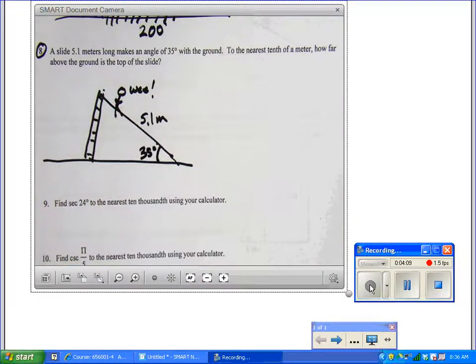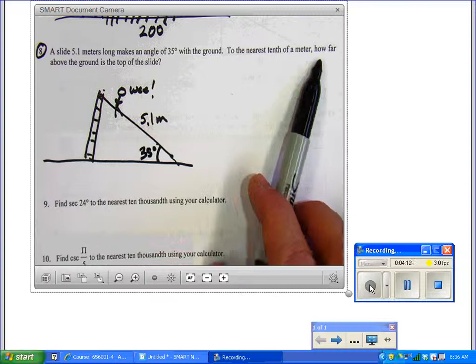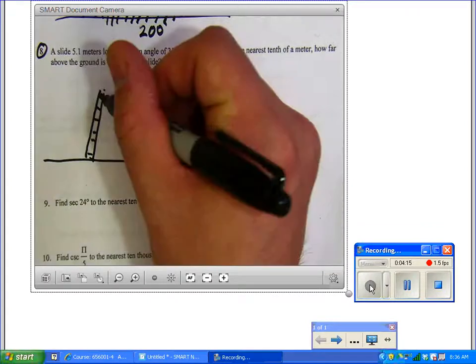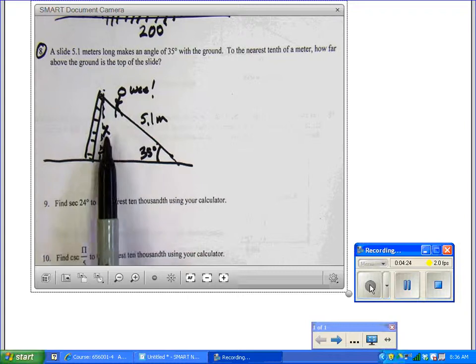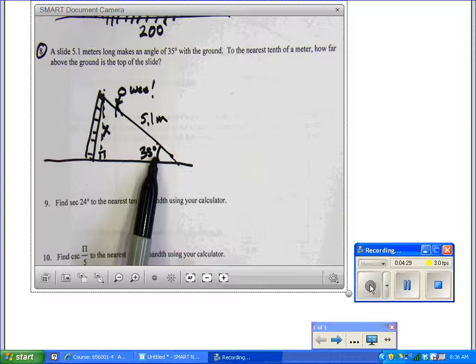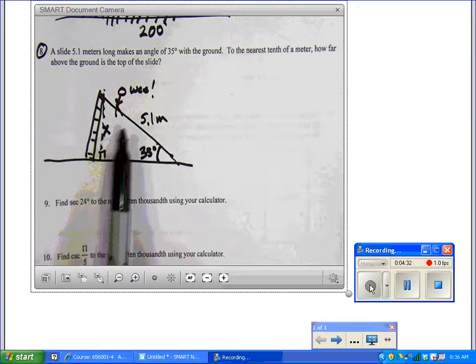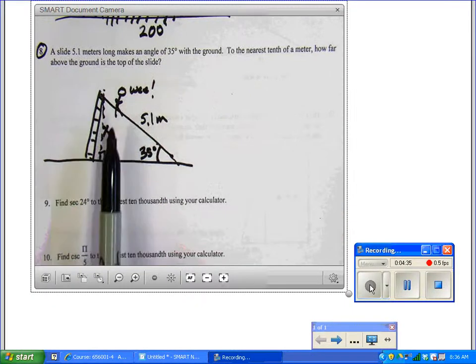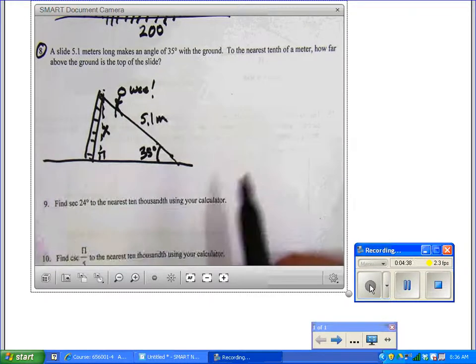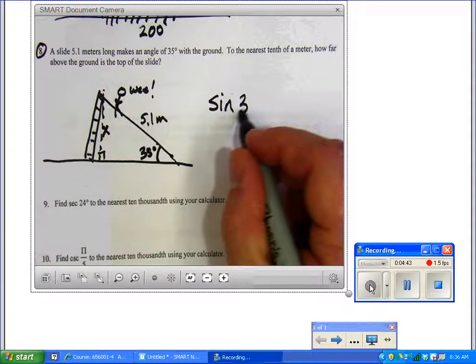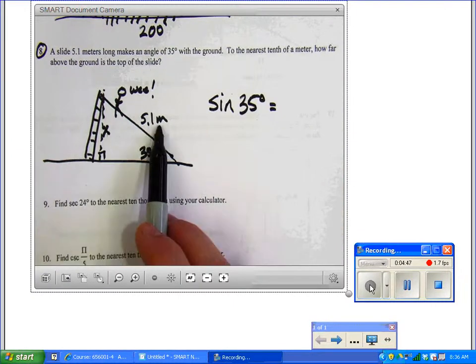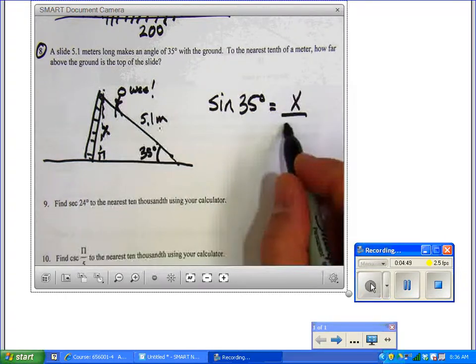35 degrees. Now, to the nearest tenth of a meter, how far above the ground is the top of the slide? So my height here would form a right angle, and that leg is going to give me the height. I'm going to call it x. Now let's see how we can find that height, that unknown x. From 35 degrees, x is opposite, and the 5.1 is the hypotenuse. So if I'm looking at opposite and hypotenuse, then we use the sine ratio. So sine of 35 degrees equals opposite over hypotenuse, so x over 5.1.